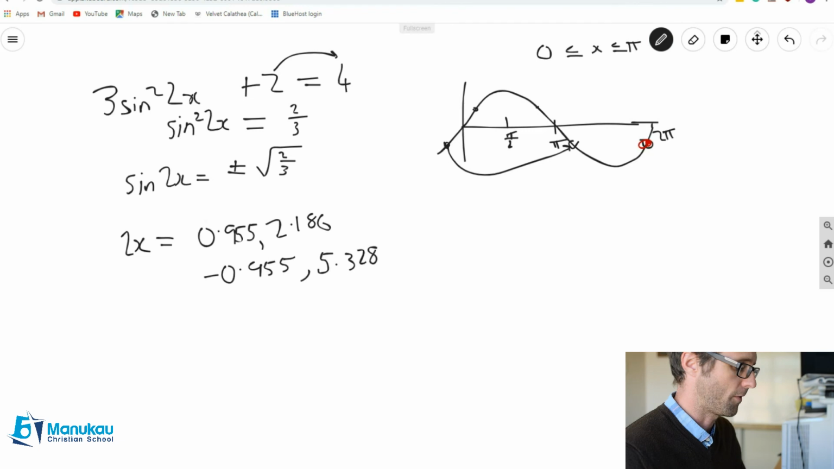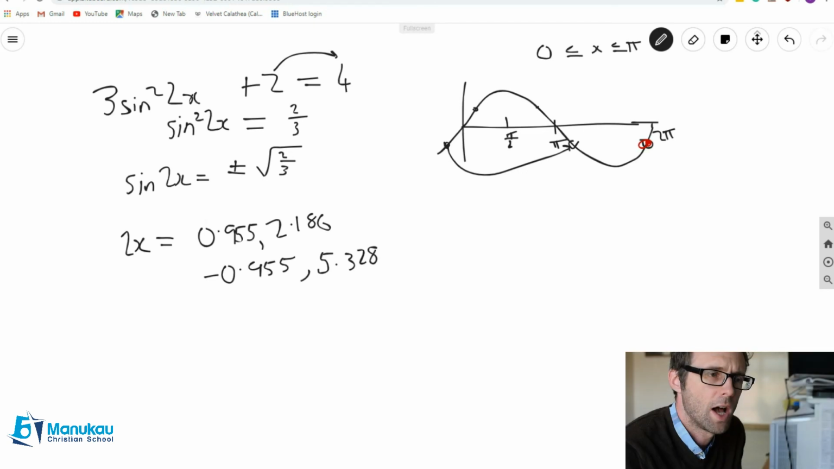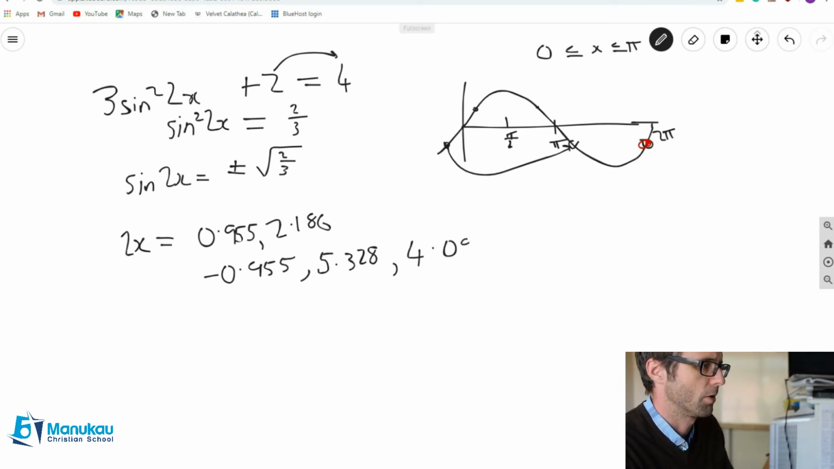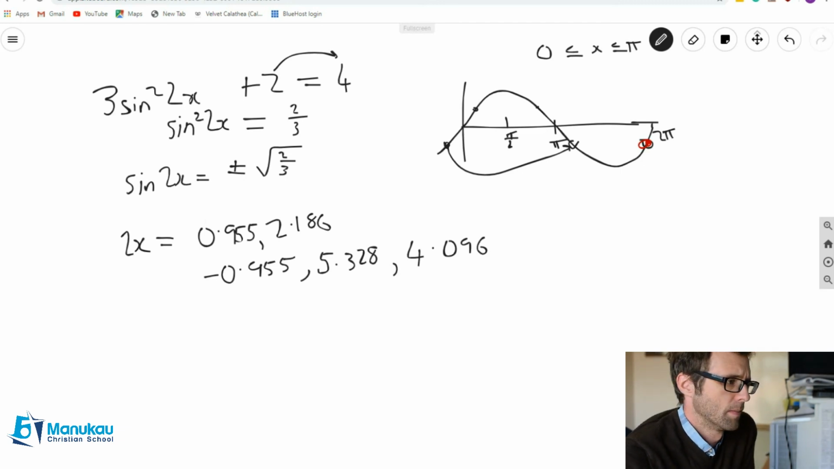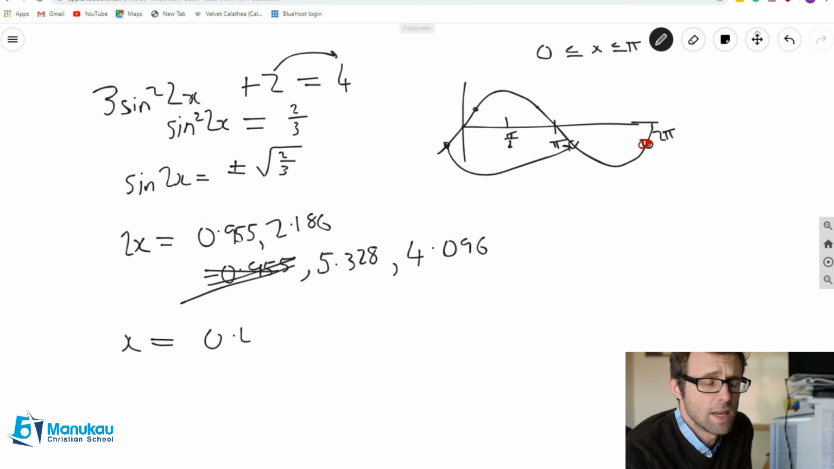Now, to get the final one, I'm just going to add 0.955 to pi. That will give me 4.096. And at this point, we can ignore the negative value because it's not in our range. But we're just going to divide all of those other 4 by 2 to get our final answers for x, because they are all given as 2x and we need to find x.